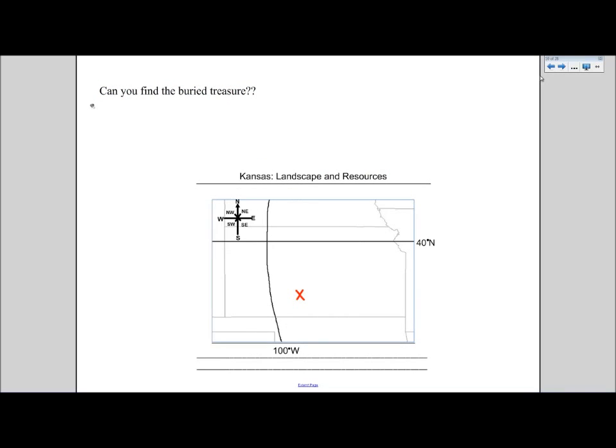I've gone ahead and labeled our line of longitude 100 degrees west and our line of latitude 40 degrees north. I've also drawn an X that you don't need to copy onto your map. This X marks buried treasure. All you have to do is tell me the coordinates and the treasure is yours. Can you do it?